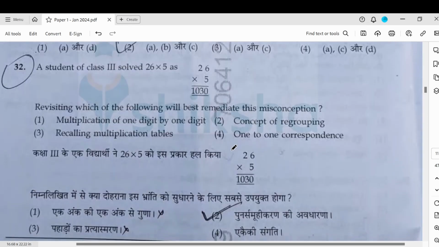A student of class 3 solves 26 into 5 as follows. So what she has done is taken 5 into 6 and written as 30 and 5 into 2 as 10. This is what this person has done. Doesn't know the concept of regrouping. This is what we call carryover. So carryovers have not been taught or she is weak in that. So this is the problem. So which is the one which you need to revisit.